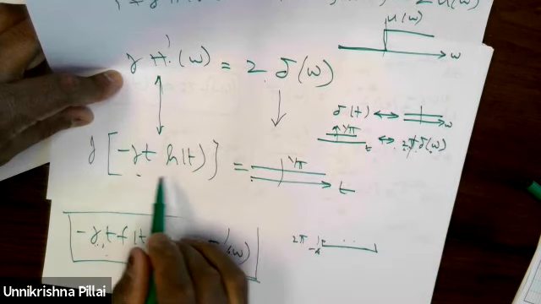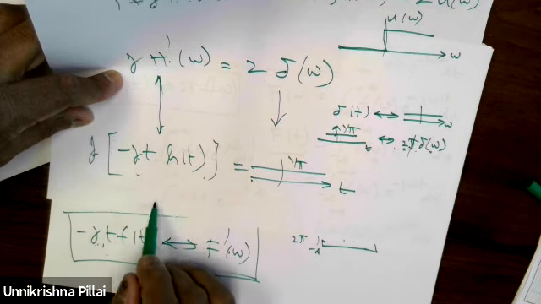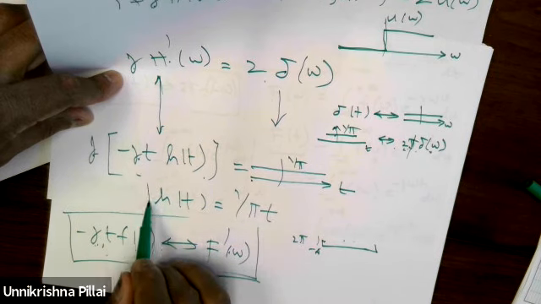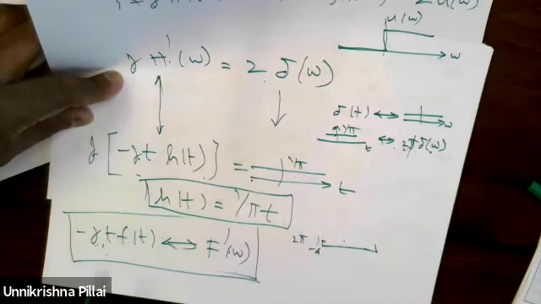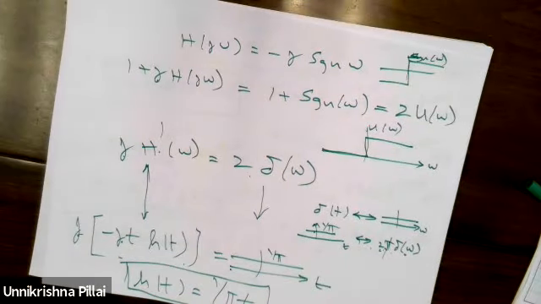All this is in the time domain. See, j squared is minus 1, minus 1 goes away. So as somebody said, the impulse response of a Hilbert transform filter is just this. Very simple. That's what I first wanted to derive.